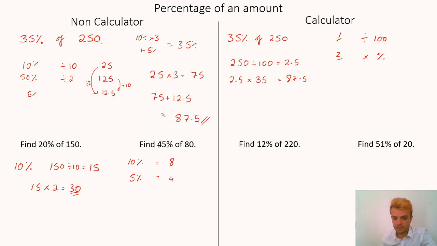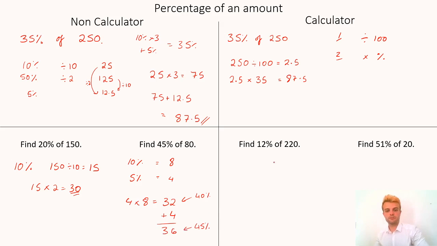And now I think I've got a way of building up to 45. I'm just going to do 10%, 10%, 10%, 10%. That'll be 40, and then add on the 5% afterwards. So I need 4 lots of the 10%. That's 4 times 8, which is 32. And reminder, that is what 40% is. I know that 5% is 4, so I'm going to add those together to get 36. That is 45%.